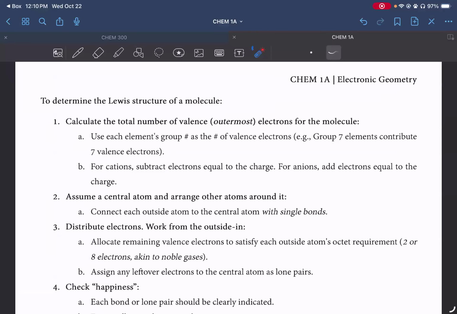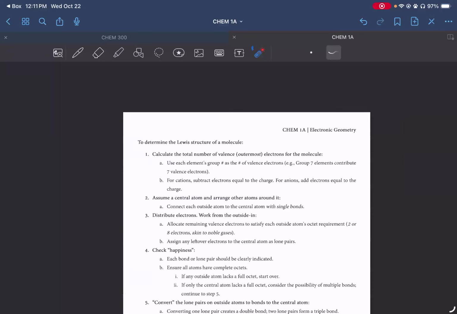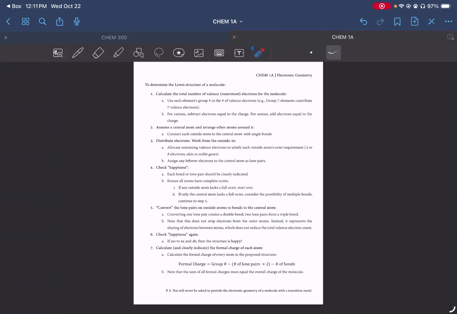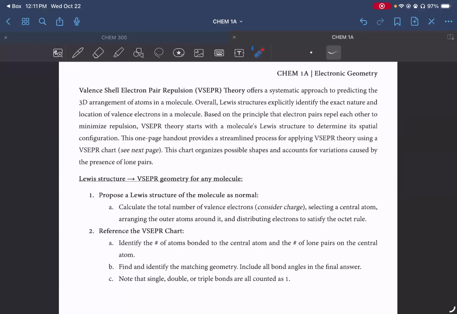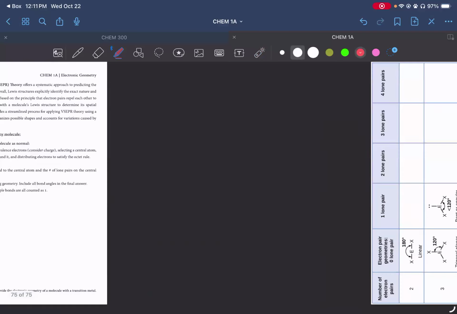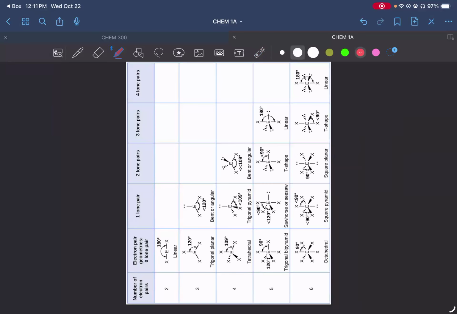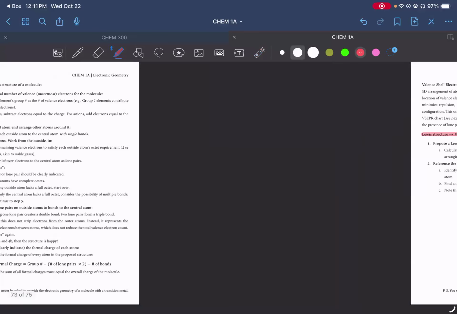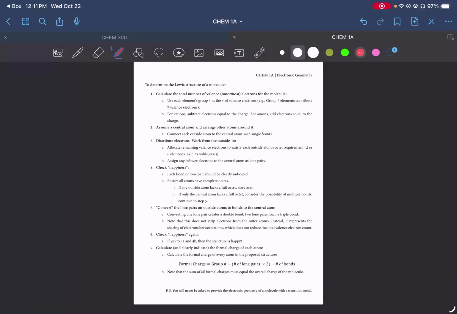is the written procedure, step by step, to help us draw the Lewis structure of a molecule. It also has a couple of additional pages attached to it. On the second page, it shows you how to go from Lewis structure to VSEPR. That's something we'll talk about in probably 10 to 15 minutes. And then it gives you a chart at the end. Over the course of this lecture, we'll understand more about what these different pieces are. But for right now, I want us all to focus on the very first page. These are our step-by-step instructions to drawing the Lewis structure of a molecule.